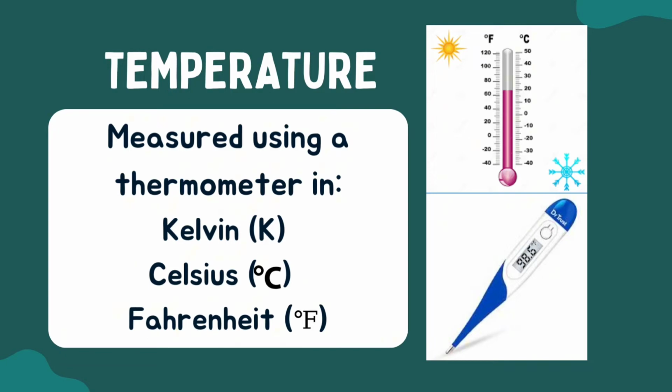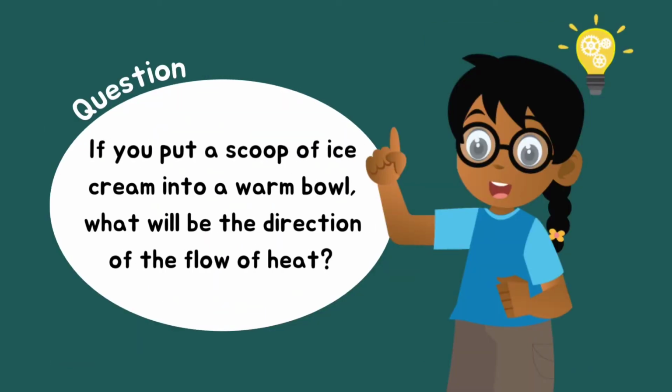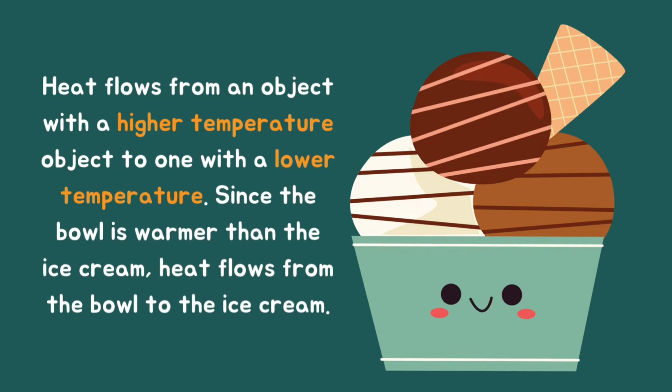Now, what do you think will happen if you put a scoop of ice cream into a warm bowl? What will be the direction of the heat flow? Heat flows from an object with higher temperature to an object with lower temperature. Since the bowl is warmer than the ice cream, heat flows from the bowl to the ice cream.